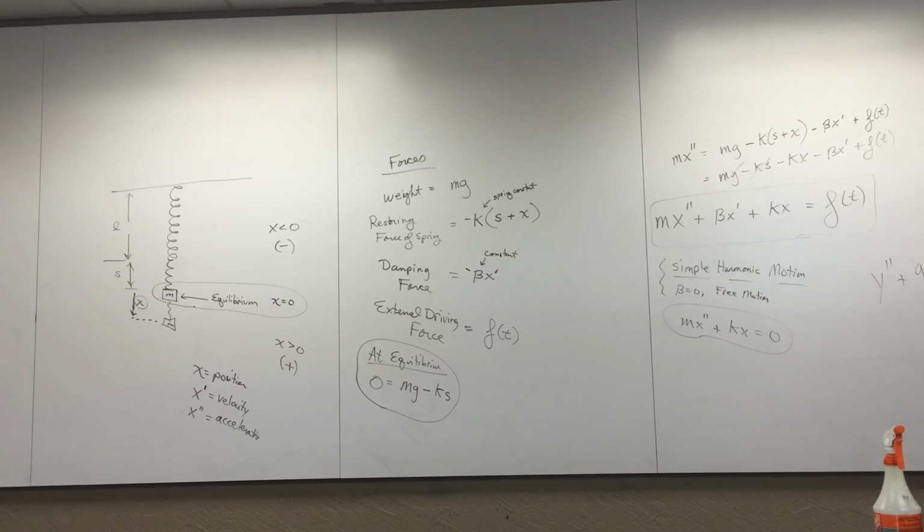Look at this: y double prime plus 9y. What's your mass? 1. What's your spring constant? 9. Are you with me? You see that? And we solved this today. And if you remember, you write your auxiliary equation.